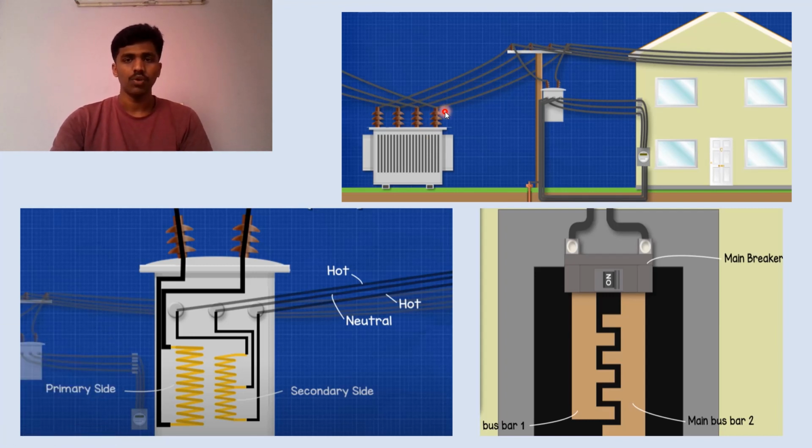it is given to the small transformer which is located on a pole, and this transformer is known as a pole mounted transformer. This transformer consists of a primary and secondary coil, and it is stepped down further in order to have safe usage.